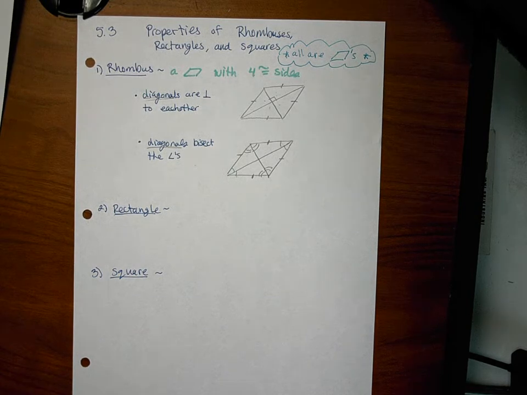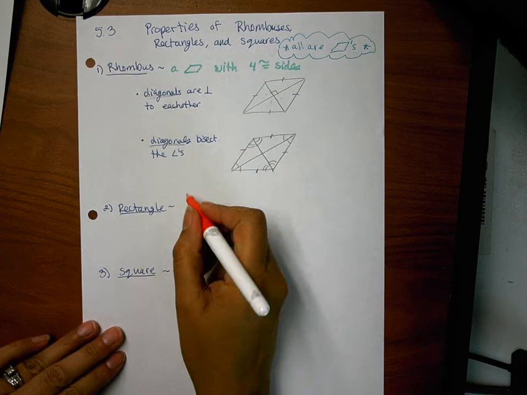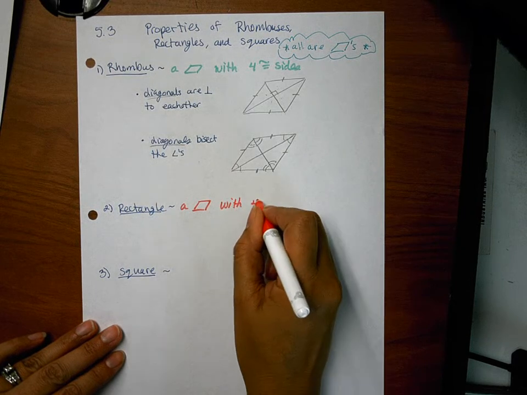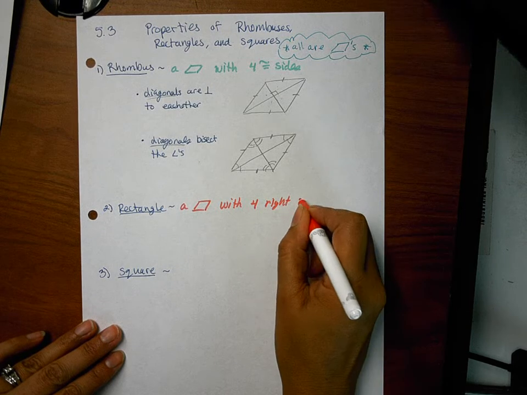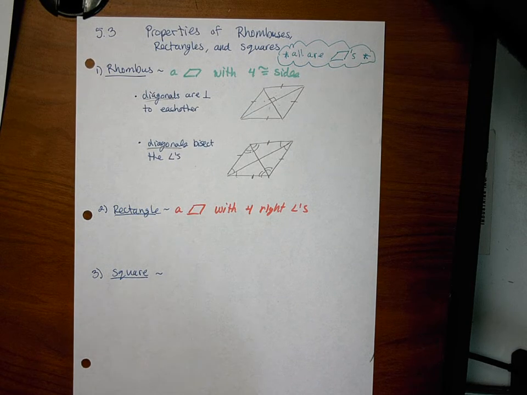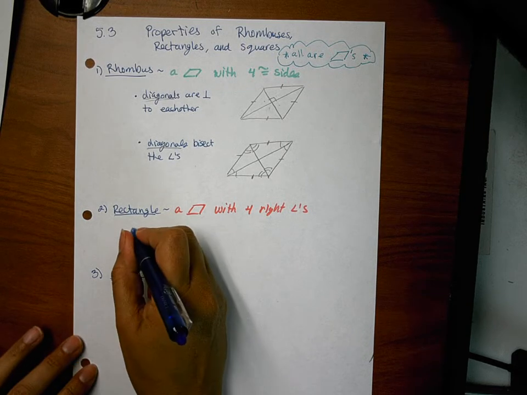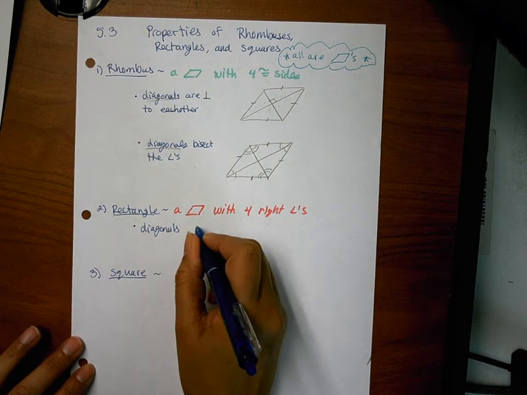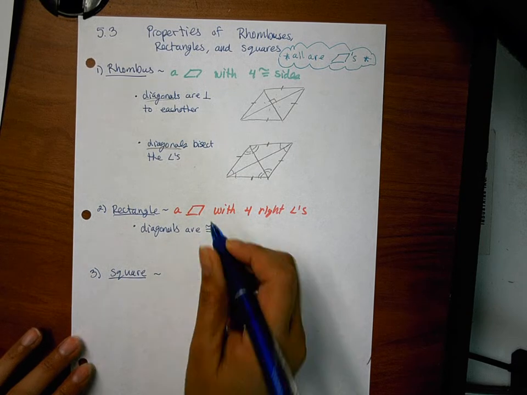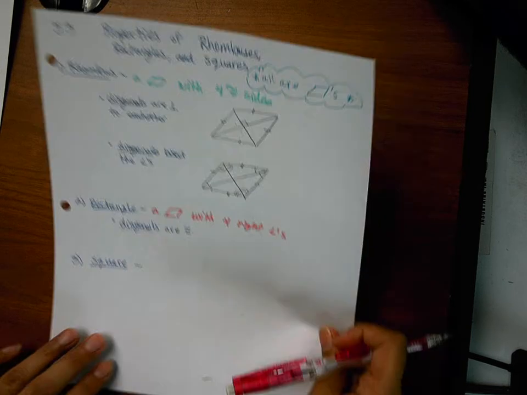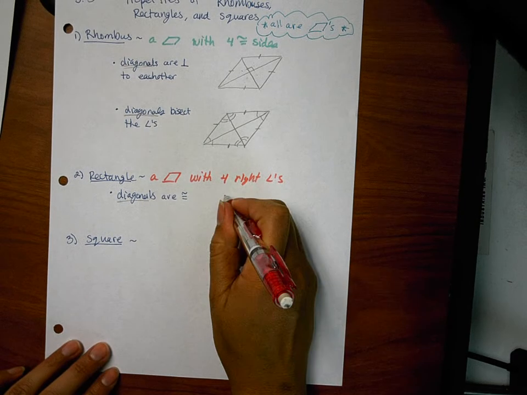Okay, we are going to move on to a rectangle. A rectangle is a parallelogram with 4 right angles. So a rectangle doesn't necessarily have 4 congruent sides like a rhombus, but it does have 4 right angles. So we're going to put here one of the properties you will need to definitely know is that the diagonals are congruent. And again, this one has to do with its diagonals, as these other two did as well.